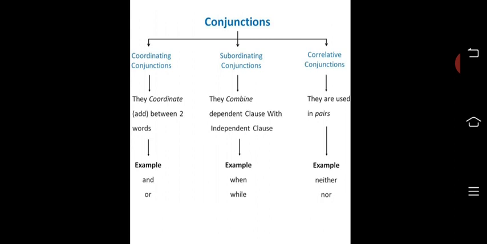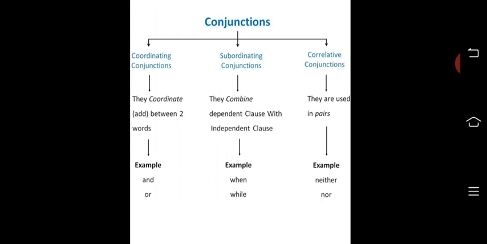You have simple, compound and complex sentences, no? There we use coordinating conjunctions for compound sentences, and subordinating conjunctions we use in complex sentences. Okay, they combine a dependent clause with an independent clause. Got it or not? For example, when, while, like that.